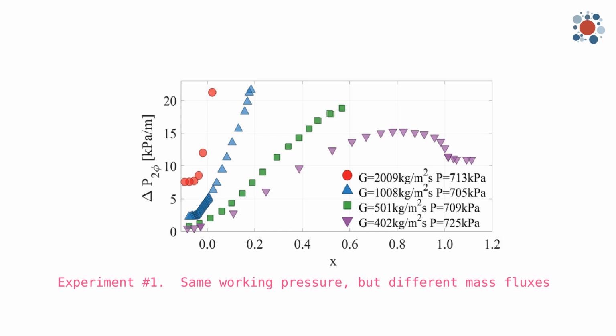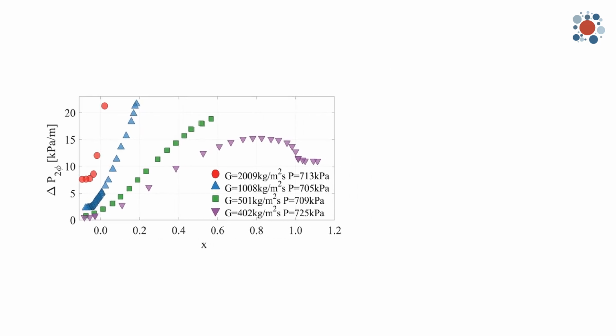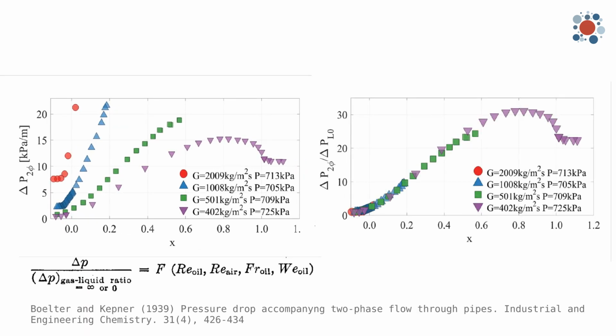In this way, all the thermodynamic properties are kept constant. The curves show a similar trend but they are not overlapping. However, if the two-phase pressure drop is scaled in terms of the all-liquid pressure drop, as suggested by Bolter and Kepner in 1939, all the curves collapse into one curve. To reduce uncertainties, the all-liquid pressure drop was measured for each case instead of being estimated from correlations. The curves show similarity for the same working pressure.